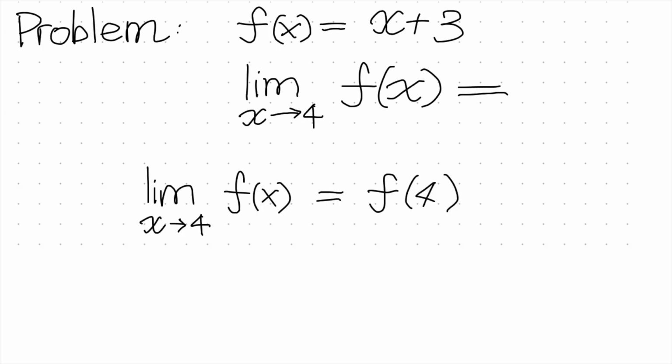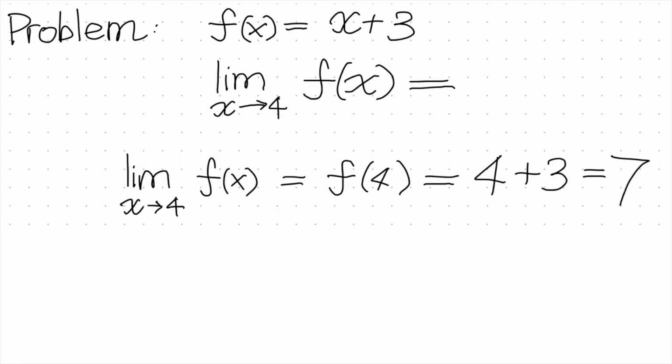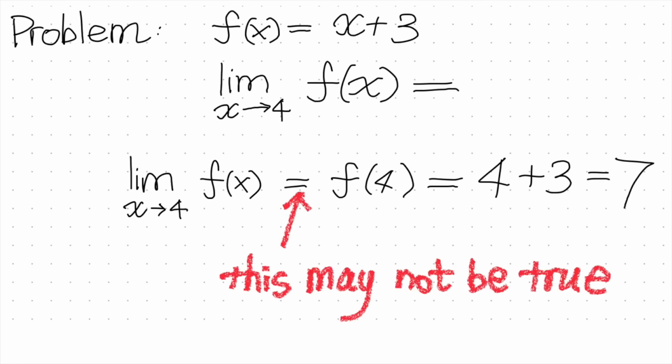We simply plug x equals 4 into the function and we get that the limit is equal to 7. The problem is solved. But I want to mention that our method of finding a limit by simply plugging in x equals 4 only works when the function f of x is defined and continuous at 4. But luckily, most functions are continuous everywhere they are defined.